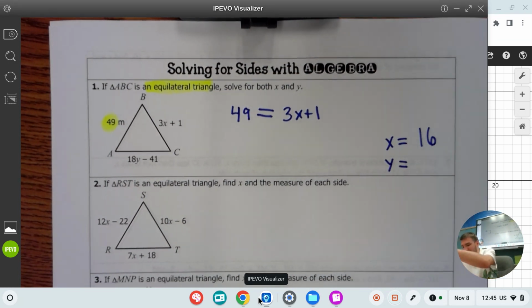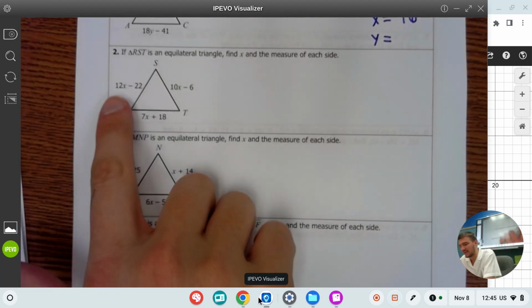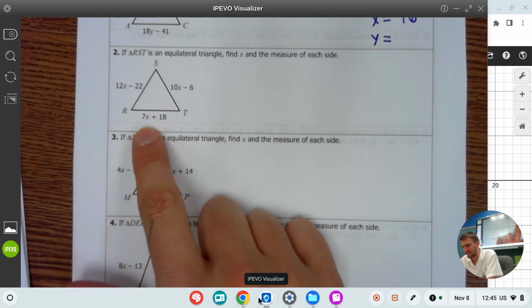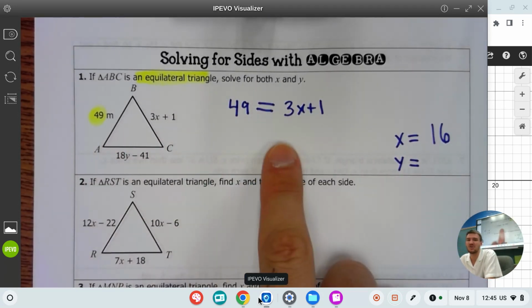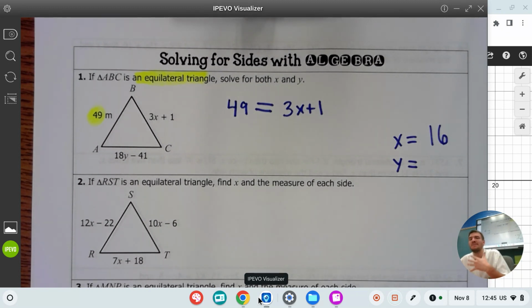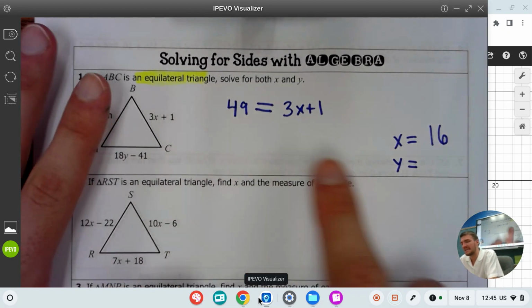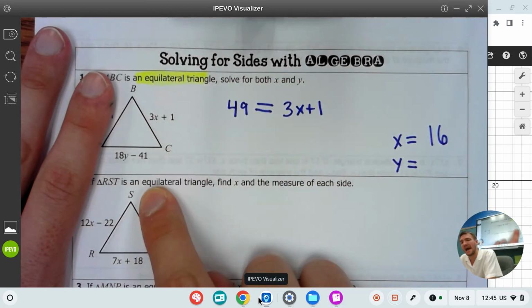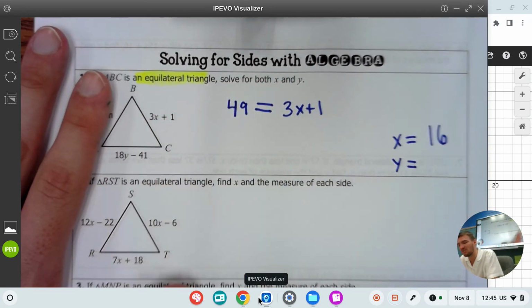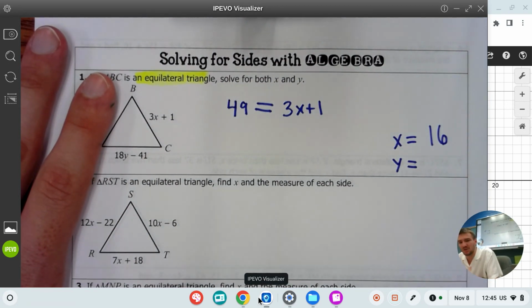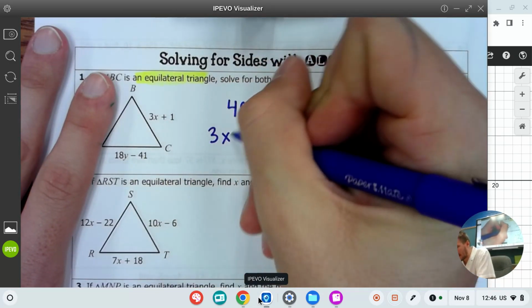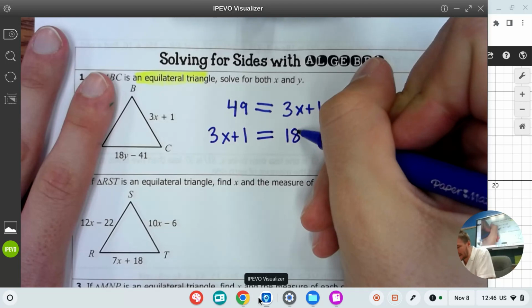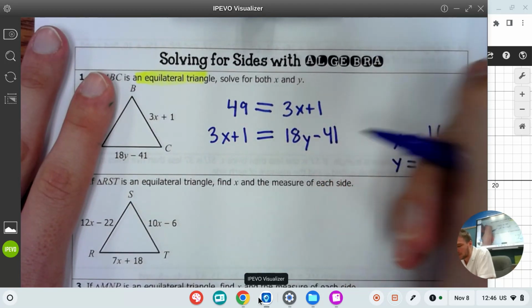If you look at the rest of the worksheet, every side has a letter. Left has x, right has x, bottom has x, left has x, right has x, bottom has x, left has x, right has x, bottom has x. So only this first question could we use that strategy. I'm going to use the more typical strategy, which is now that we found the x, let's go back and find the y, right? So there is a little bit of an easier way to do number 1, but I'm going to use our typical strategy. If these are equilateral, they should be equal to each other. 3x plus 1 should be equal to 18y minus 41.